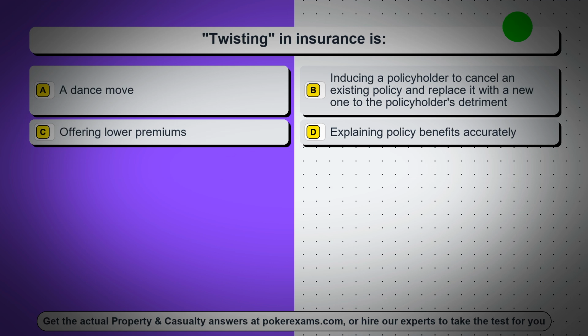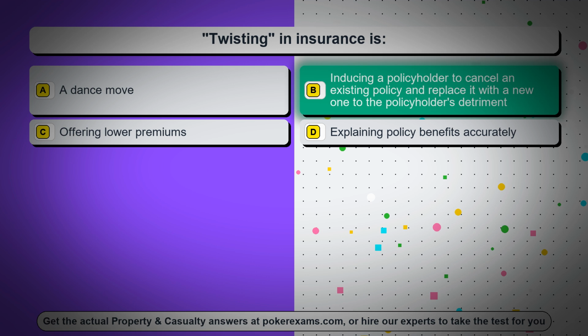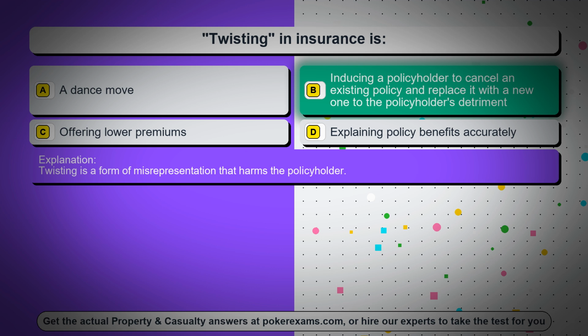Question 23. Twisting in insurance is: Option A, a dance move. Option B, inducing a policyholder to cancel an existing policy and replace it with a new one to the policyholder's detriment. Option C, offering lower premiums. Option D, explaining policy benefits accurately. The correct answer is option B, inducing a policyholder to cancel an existing policy and replace it with a new one to the policyholder's detriment. Twisting is a form of misrepresentation that harms the policyholder.